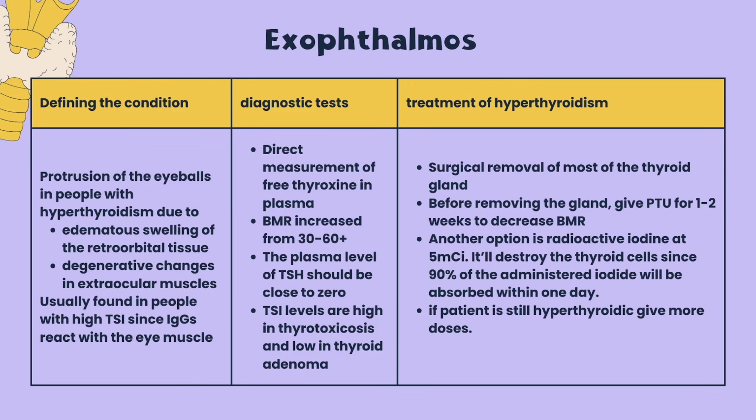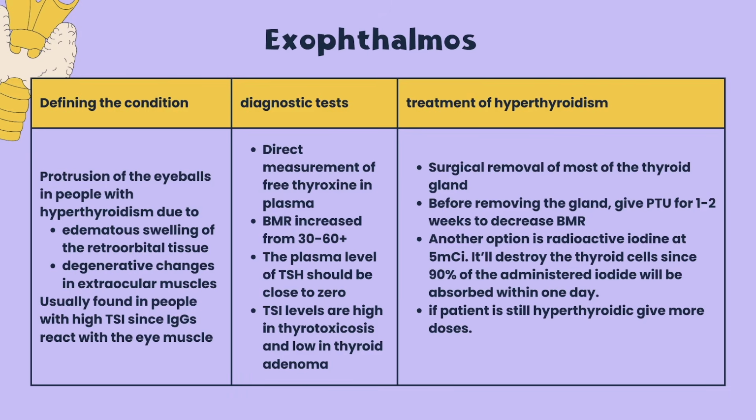To treat hyperthyroidism, just remove the thyroid gland, and before you do that, make sure you give the patient PTU for 1 to 2 weeks to decrease the basal metabolic rate. Another option, if the patient does not want to go through the surgical path, is radioactive iodine.